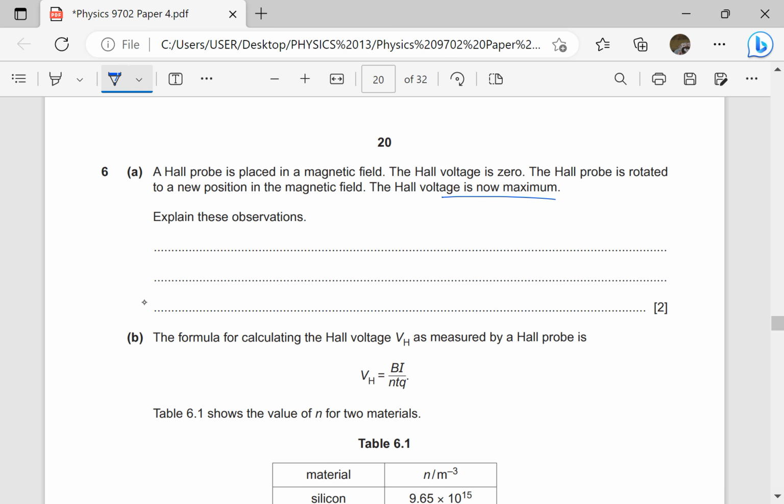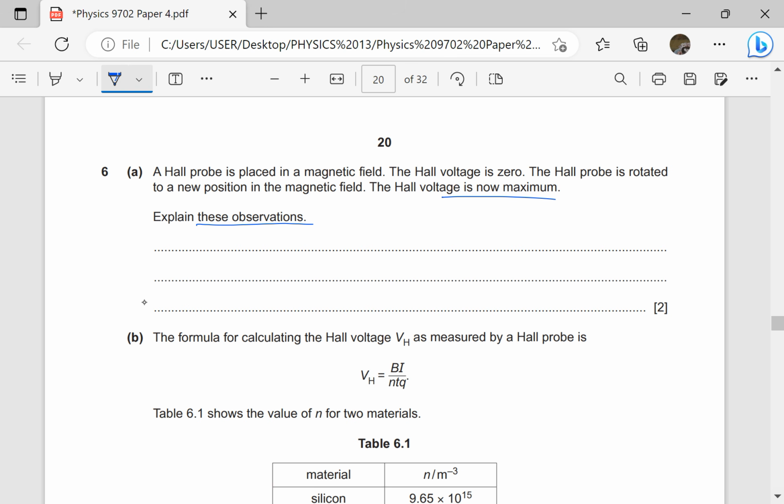Now note that if the plane of the Hall probe is parallel to the magnetic field, the Hall probe will give a 0 reading because Fleming's left hand or right hand rule will not work there. It means the second finger is supposed to be pointing in the same direction as the first finger, which is not acceptable. The Hall voltage is maximum when the Hall probe is at 90 degrees to the magnetic field. So explain these observations. These observations are easy to explain.